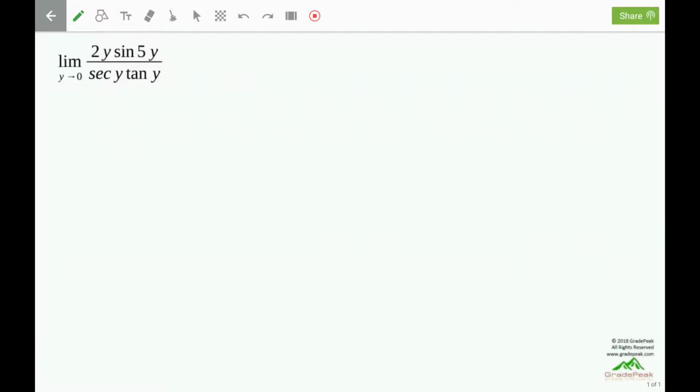Limit as y goes to 0 of 2y sine 5y divided by secant y tangent y. The first thing we're going to do is try plugging a 0 in for each of the y's. That'll give us 2 times 0 times the sine of 5 times 0 divided by the secant of 0 times the tangent of 0. 2 times 0 is 0. Sine of 5 times 0 is 0.